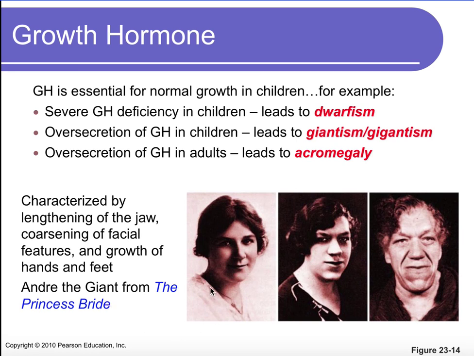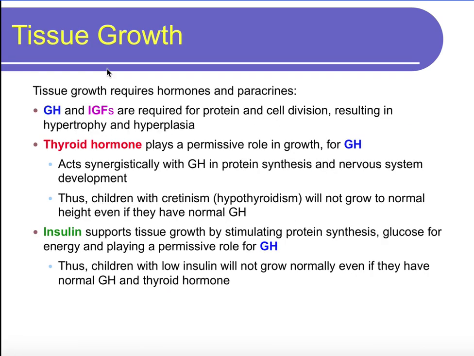And this woman grew to adulthood, so she looks like a normal adult female. And then she started to secrete too much growth hormone, and you can see the coarsening of her facial features, the lengthening of the jaw. Now, for tissue growth, we need hormones as well as paracrines. Paracrine is just a chemical released by a cell that acts on another cell. We also need, again, hormones like growth hormone, IGF needs to be released.